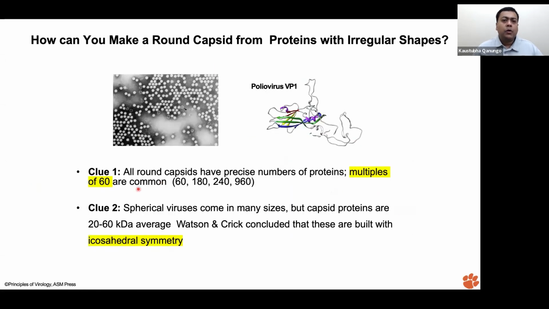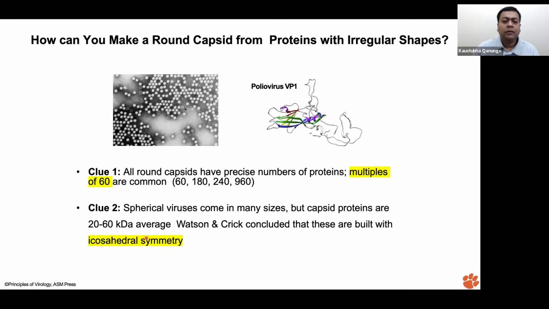All right, so now the next idea is how can you make a round capsid from proteins with irregular shapes? And this is where we go from the helical symmetry to what we now call the icosahedral symmetry. So here, all round capsids have a precise number of proteins in multiples of 60, like 60, 180, 240, and so on.